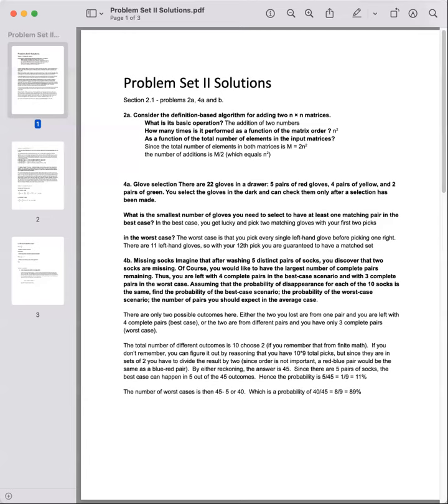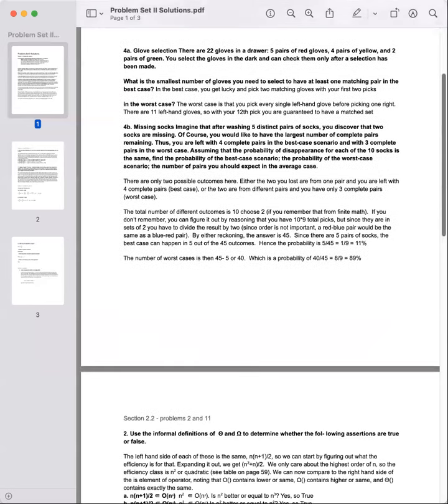So since there are 5 pairs of socks, the best case can happen for all 5 of those pairs. So out of the 45 possible outcomes, 5 of them are what you want. So 5 of 45 is 1/9, or about 11%, okay? So that means all the others are the worst case scenario. That's 40 out of 45, 8 out of 9, or about 89%, okay?